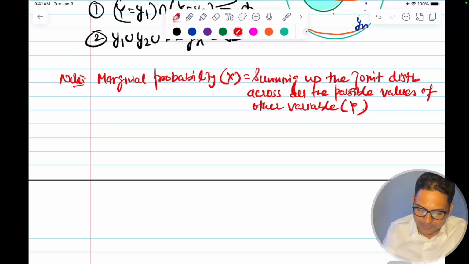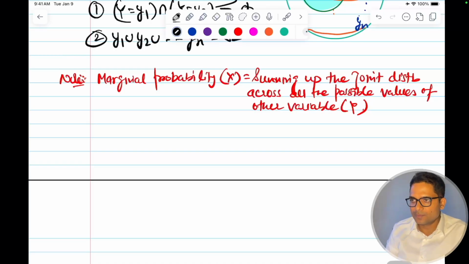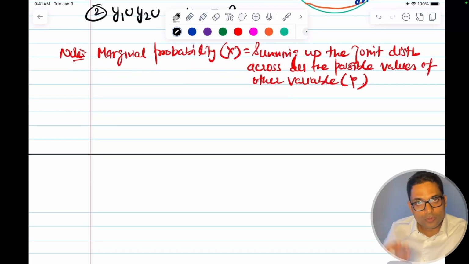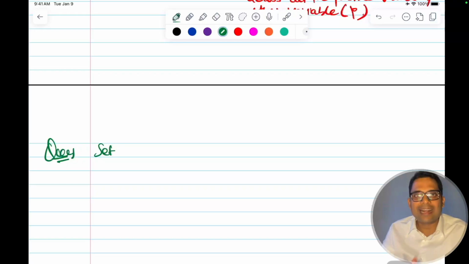So I hope this is clear. By now it should be very amply clear what is marginal distribution. Do you want one more example here? Let me give you a practical example. Let me give you the quick setup.